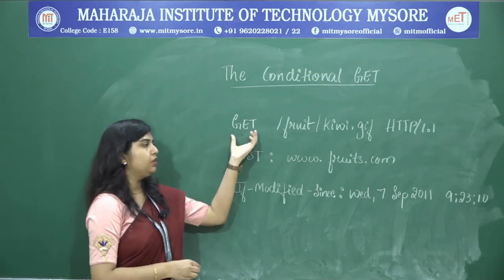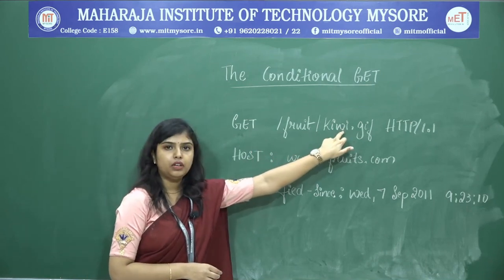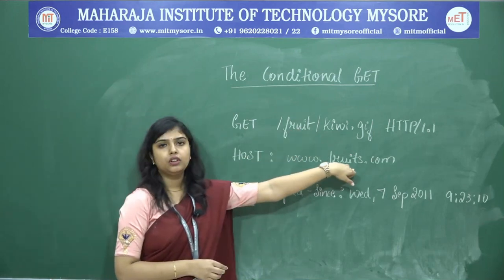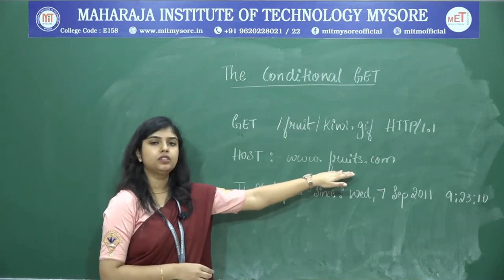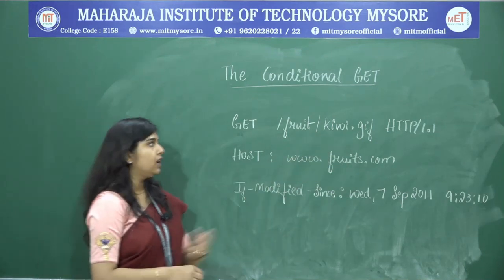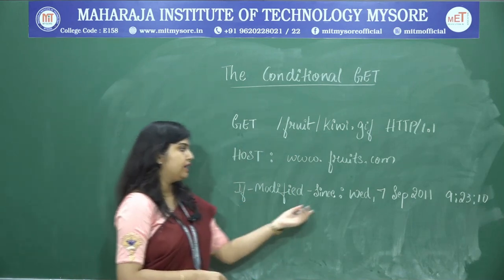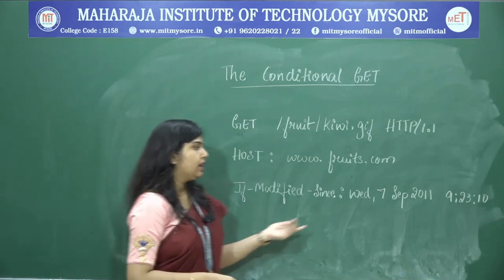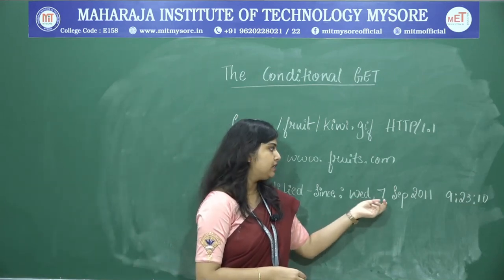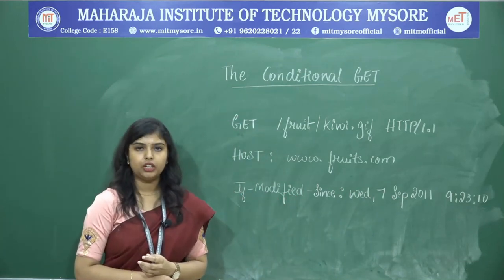Now, suppose we are requesting a Kiwi image or a Kiwi GIF from the Fruits host. That means from the Fruits website we are requesting a Kiwi GIF, but we want the updated GIF. That is why we are using If-Modified-Since. It says: if the object has been modified since 7 September 2011, then get me the updated version.